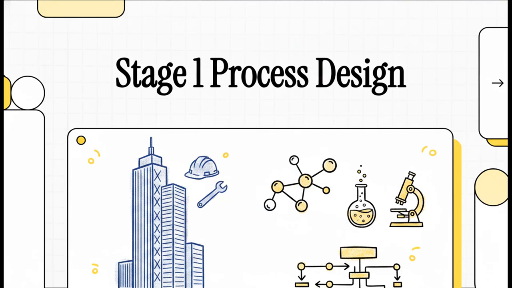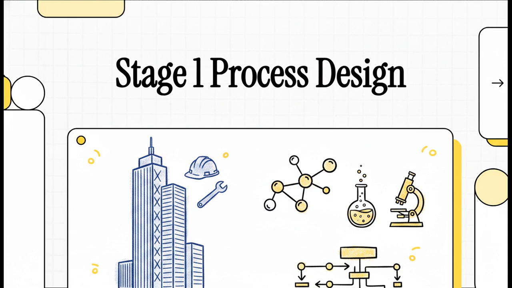Welcome to this explainer. Okay, imagine you're building a massive, towering skyscraper. You wouldn't just show up on an empty dirt lot with a bunch of concrete and steel and just start guessing where the walls go, right? No way. You'd start with a rigorous architectural blueprint. Well, in pharmaceutical manufacturing, that blueprint is Stage 1 process design.